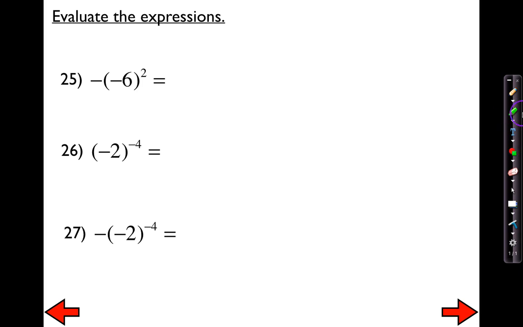Okay, so let's check out our answers. Here, what is being squared? It is a -6. So we're going to keep this negative on the outside and just write that negative and repeat the -6 2 times. Now to evaluate, a negative times a negative is a positive, times a negative is a negative. So here we would end up with -36.